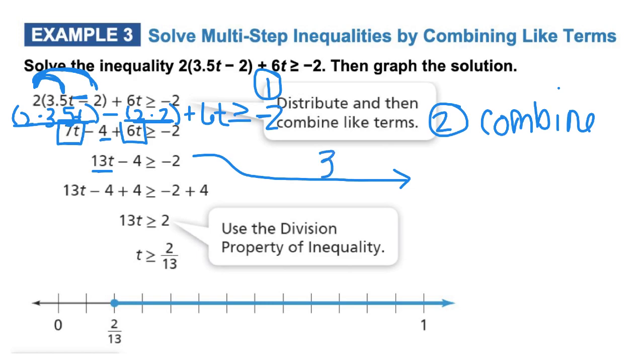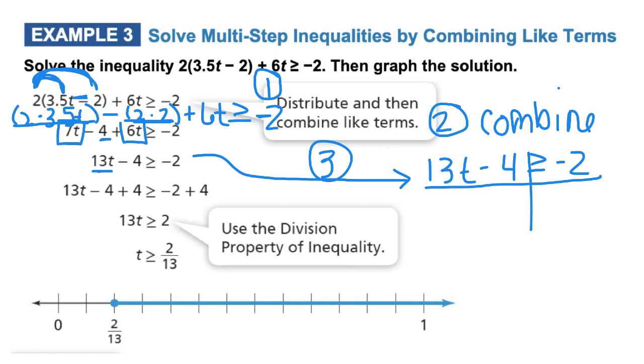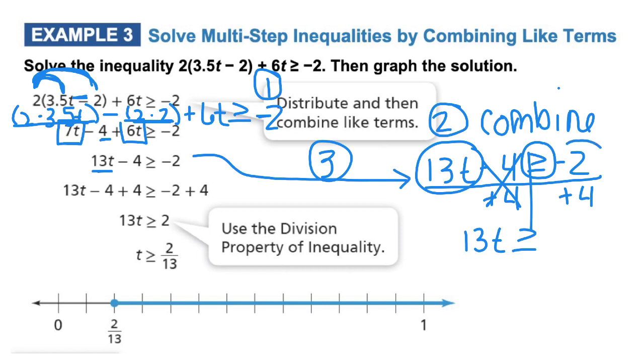Now here's where I'm going to veer off a little bit. Step number 3 is to add or subtract. So let me copy this over here. You're going to start on the side that has the variable. I'm looking for the constant. To get rid of a -4, I'm going to add 4 to both sides. Cancel. Bring down. Bring down. Bring down.